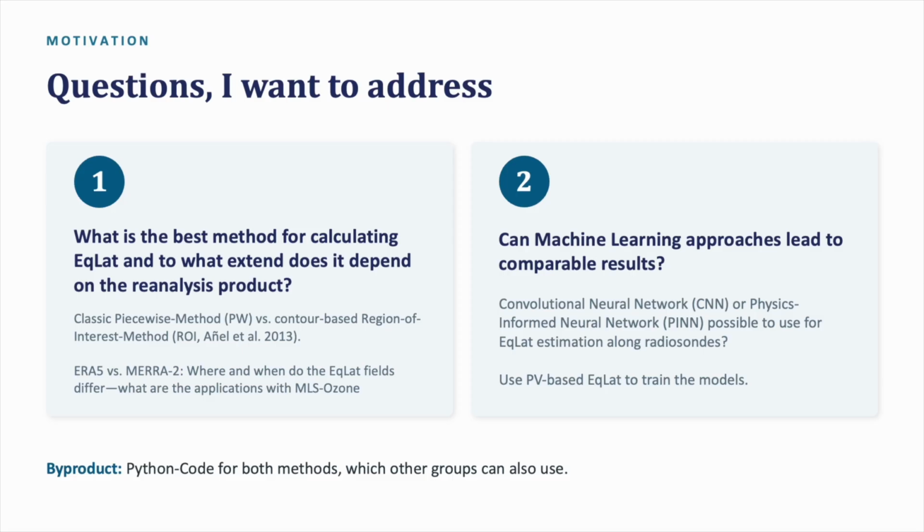The second question is, can machine learning approaches lead to comparable results? For this, I would like to see whether two different machine learning models can work. The first one is the convolutional neural network, CNN, and the second the physics-informed neural network, PINN, and see whether they can create comparable equivalent latitude estimations along radius zones. And these models are trained on the PV-based equivalent latitude from question 1.